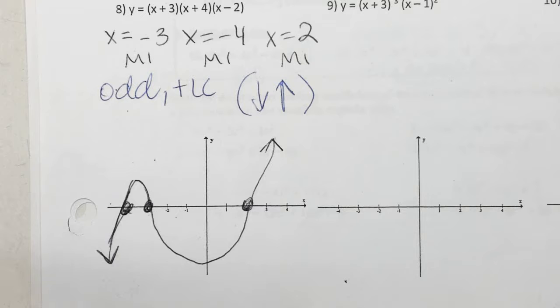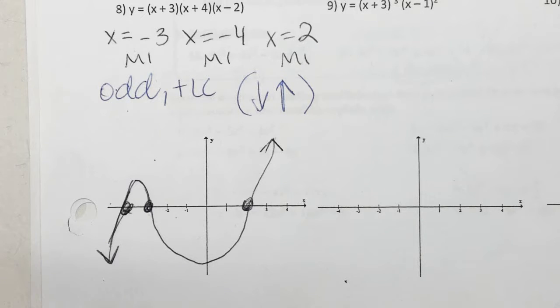Polynomials don't have sharp points. They're smooth and continuous, okay? So make sure they're not sharp. Also, when you get to where it's going to bounce off, don't draw a point, because this is not a function, right? It doesn't pass the vertical line test. Does that make sense?